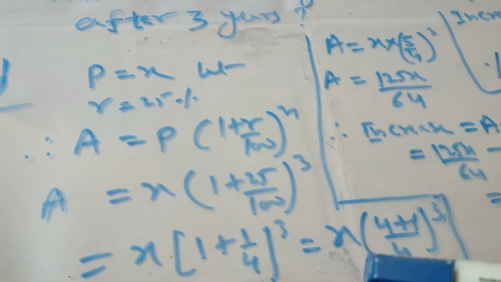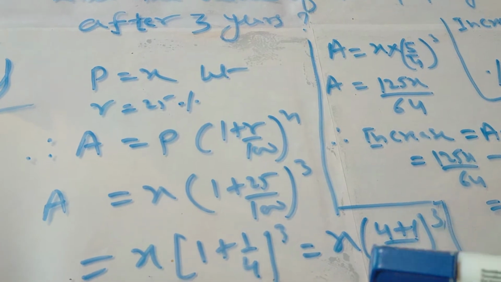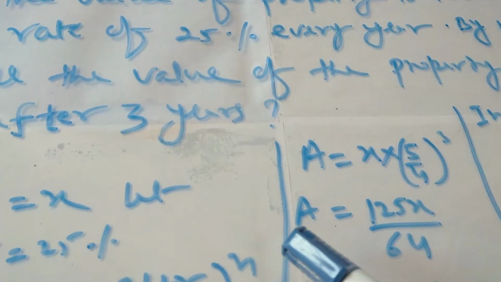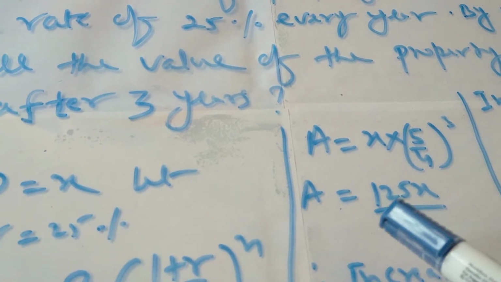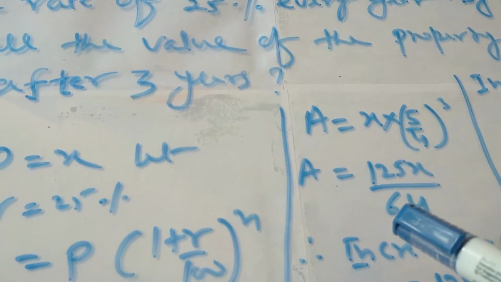Now it has become x into (4 plus 1) upon 4, power 3. 4 plus 1 is 5, so 5 upon 4 whole power 3. So I got amount is equal to 125x upon 64. It is the value after 3 years. Present value is x. After 3 years the value is 125x upon 64.